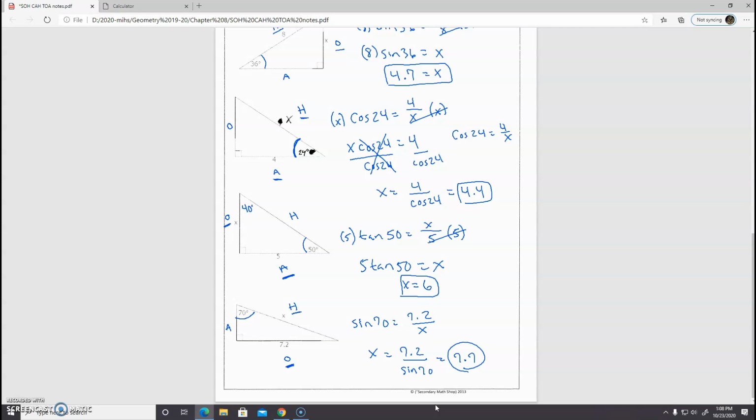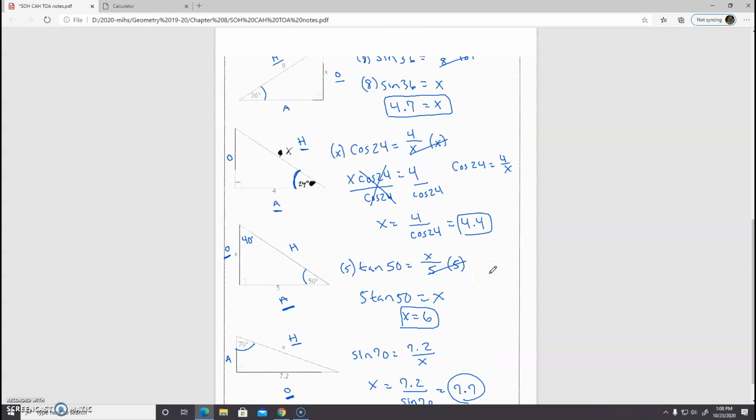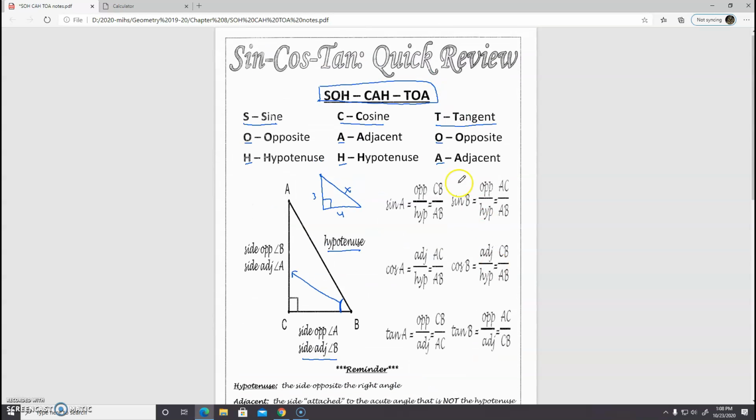And again, that's my hypotenuse. It should be my longest side. It's bigger than 7.2, so I feel good. I'm not going to submit a silly answer. All right, I hope that helps. Again, remember, SOH CAH TOA is to help you remember how to set it up. Sine is opposite over hypotenuse. Cosine is adjacent over hypotenuse. And tangent is opposite over adjacent.